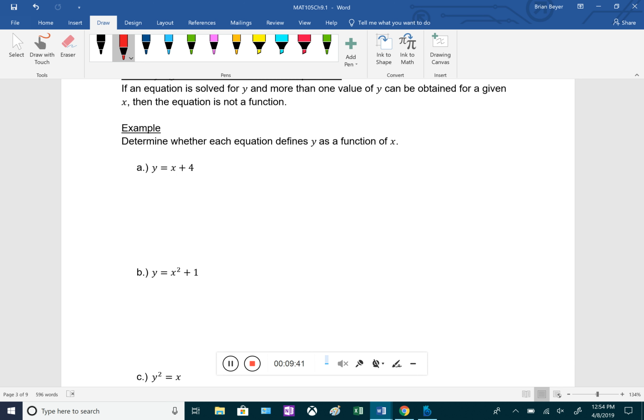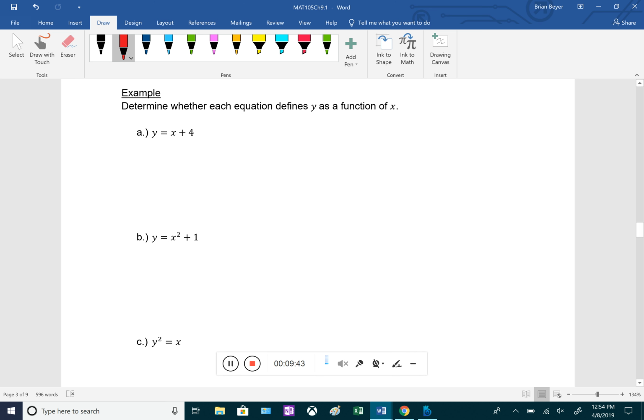So let's do an example here. Let's determine whether each equation defines y as a function of x. For this first one, we have y equals x plus 4. We want to imagine plugging in x values here and seeing if each x value only gives us one y value out. This will be the case, y equals x plus 4 no matter what x we plug in. If we plug in x equals 2, that'll be y equals 2 plus 4, which is y equals 6. That only gave us one y value out, so this would be a function.